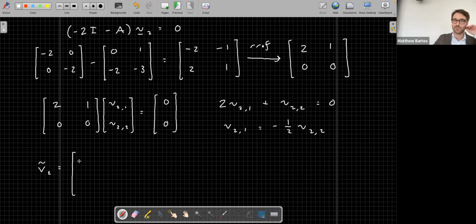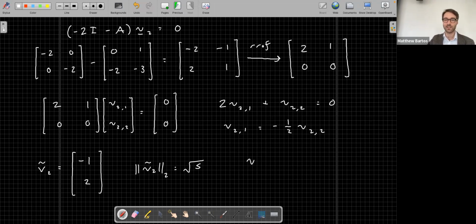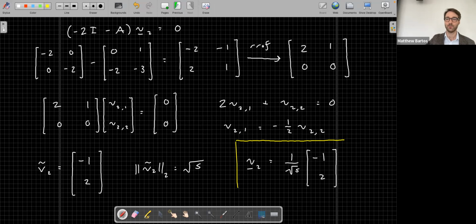We could do, for instance, -1, 2. That'll work. Okay, what's the norm of this vector? All right, this will be square root of 5, right? Because we have 1 squared plus 2 squared and take the square root. And therefore, our second eigenvector is equal to 1/√5 of -1, 2. All right. So that is how you can compute the eigenvectors associated with a set of eigenvalues of A.